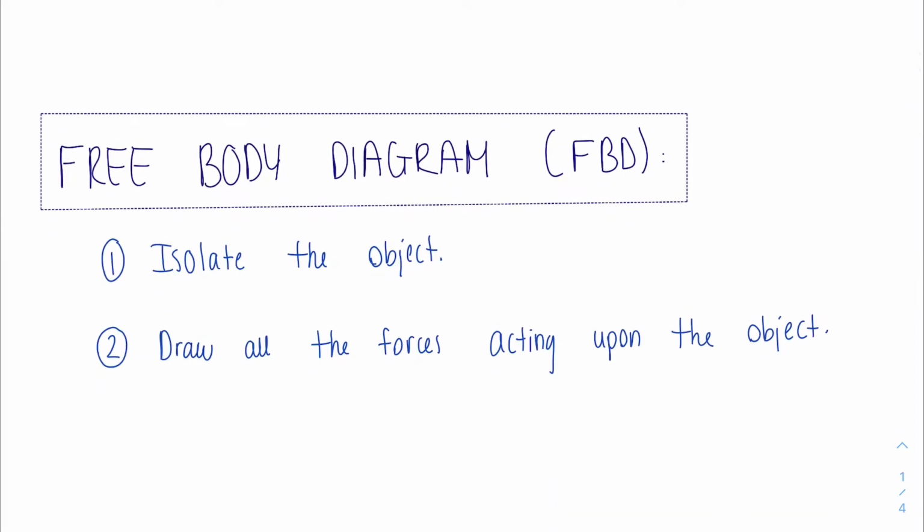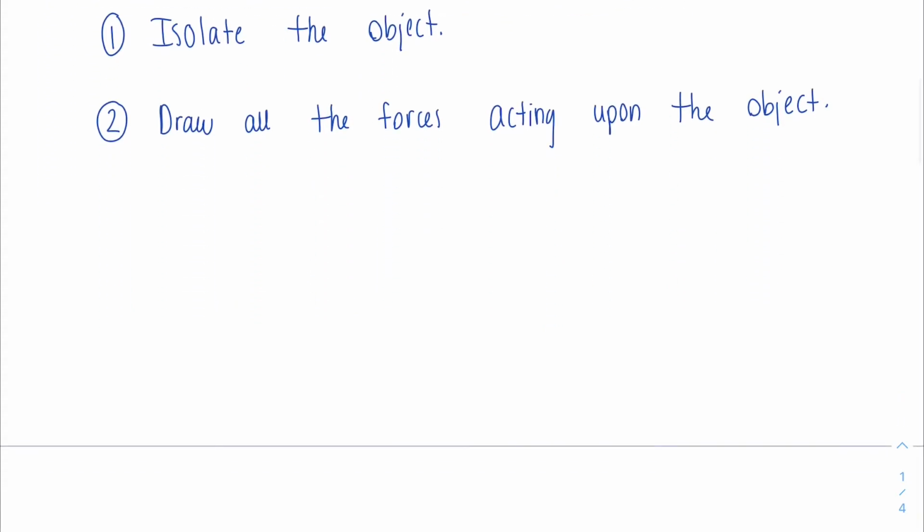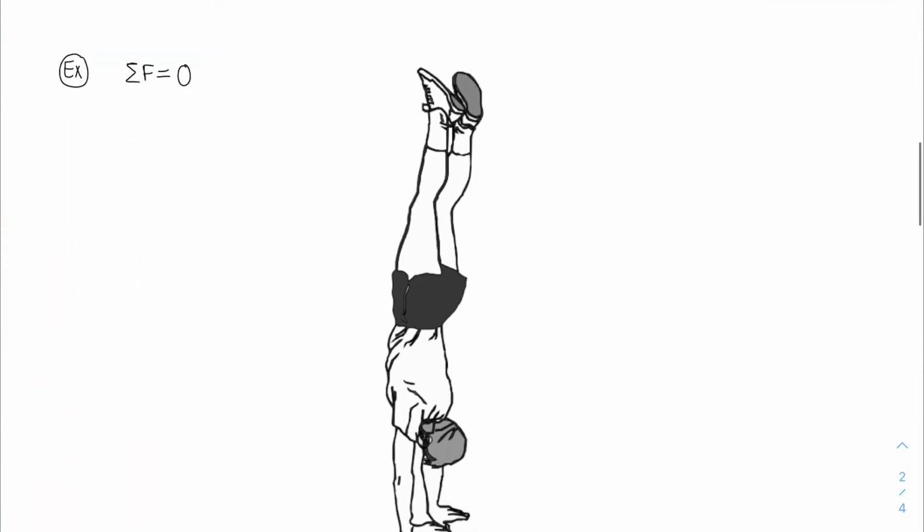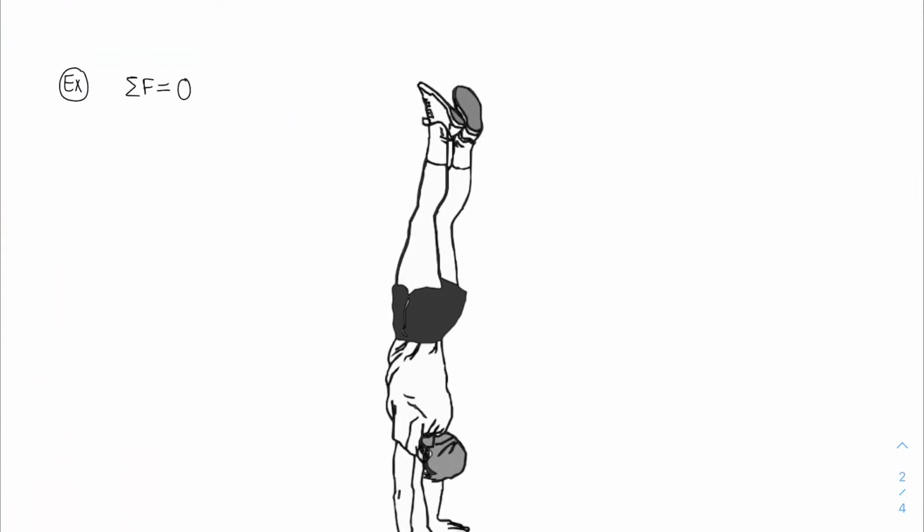To do a free body diagram, you first isolate the object, and then you draw the direction of all the forces acting upon this object. For example, how would you show the forces on this person doing a headstand? So first we isolate the object. Here we only have two choices, the person or the floor, and we were told to focus on the person. So let's do that.